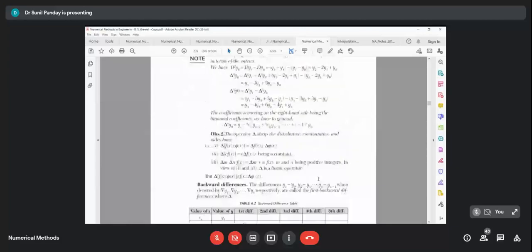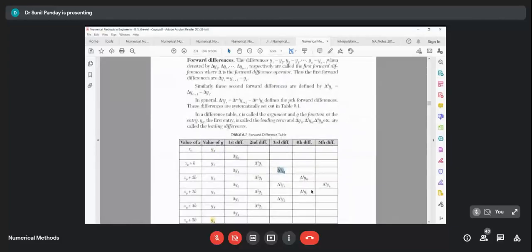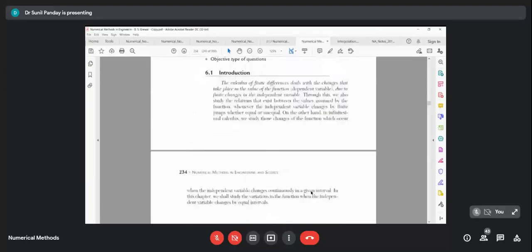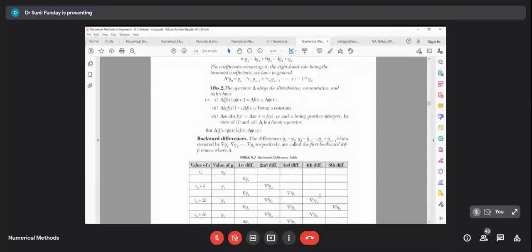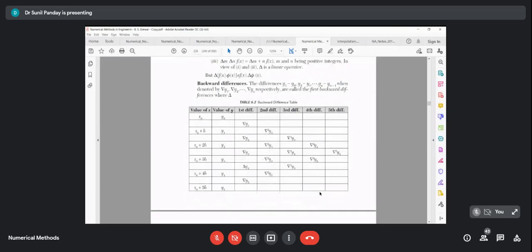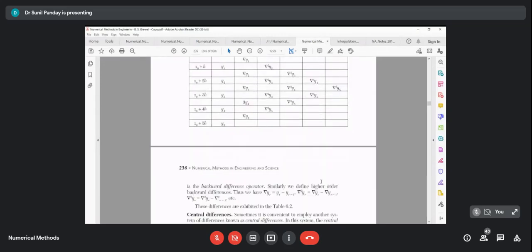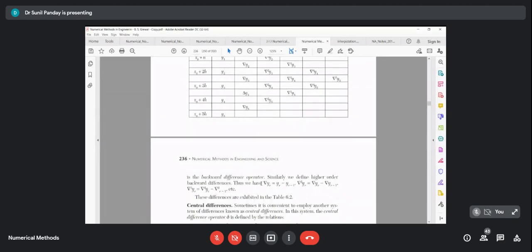Now we go to the backward difference. One thing you observe here in backward difference: what is the formula for backward difference? If you remember, it is written here. This is the formula for backward difference. Nabla of yr is equal to the value of yr minus its previous value. So nabla of yr is equal to yr minus yr minus 1.